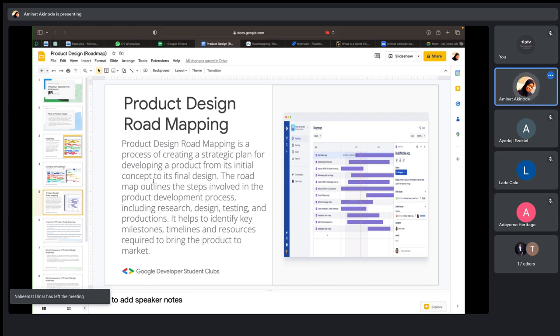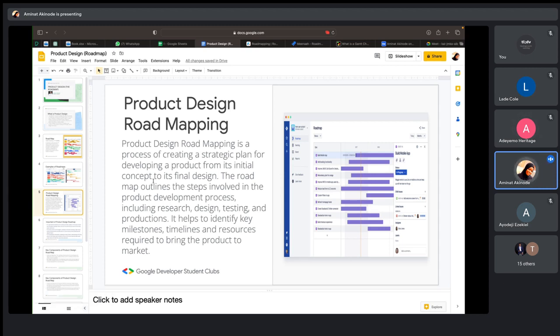This roadmap outlines the steps involved in the product development process, which include the research stage, design, testing, and production stage. So, for every product to come to life, there is always a process. There is always a direction that you need to follow. There is always a research methodology that you need to follow when you're trying to design a product.